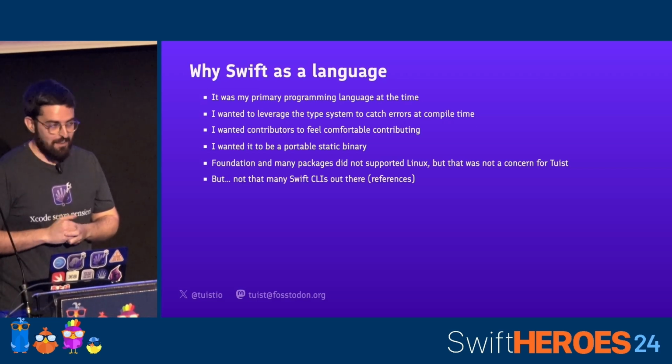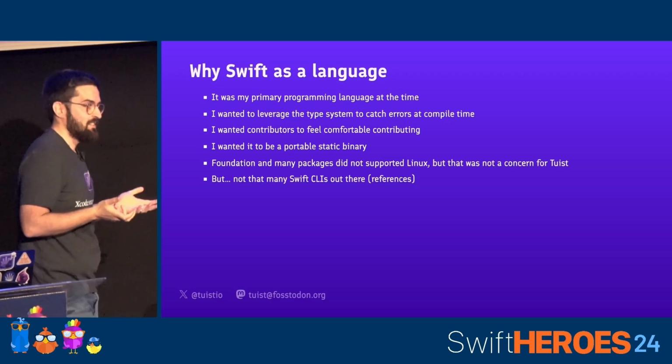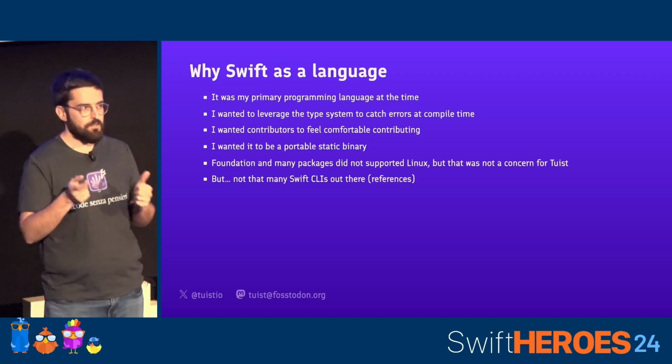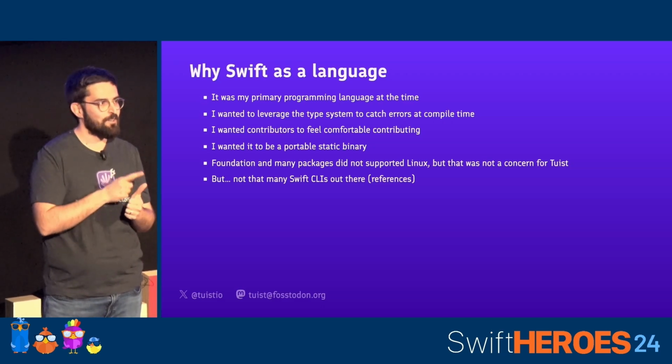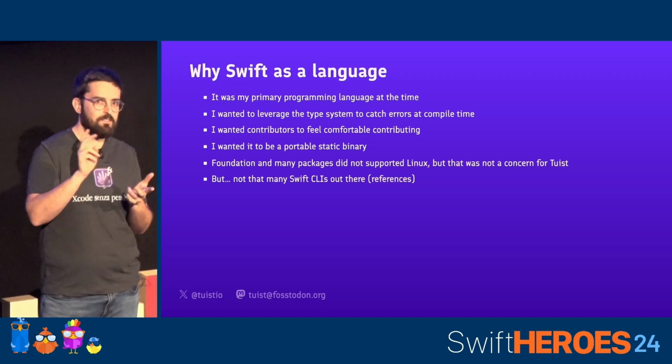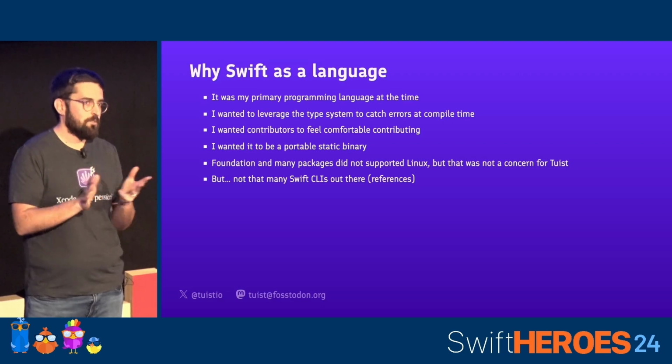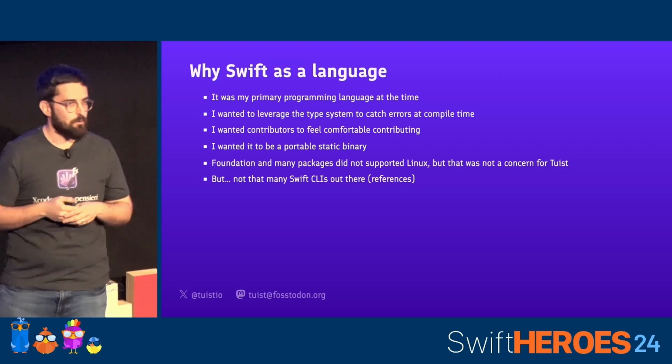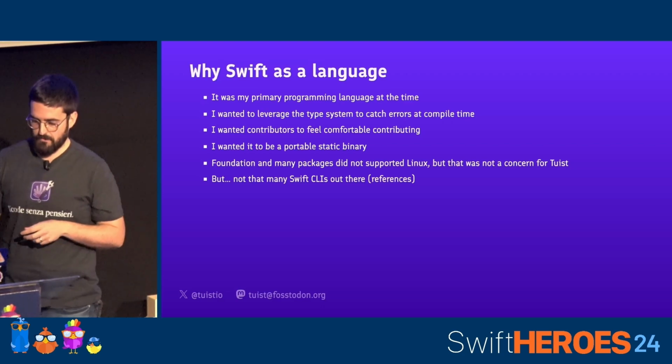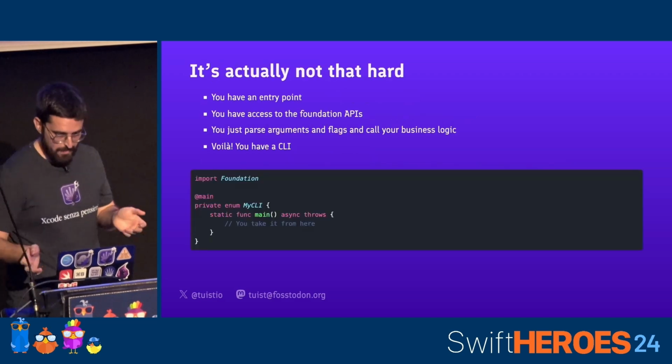And there weren't that many CLIs at the time. I think Sourcery was there. I think Krzysztof is somewhere here. So Sourcery was there, SwiftLint, SwiftFormat. Those were the Swift CLIs that we could use as a reference to implement Tuist.